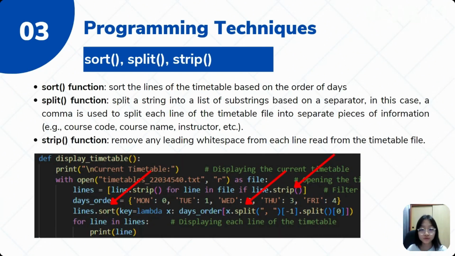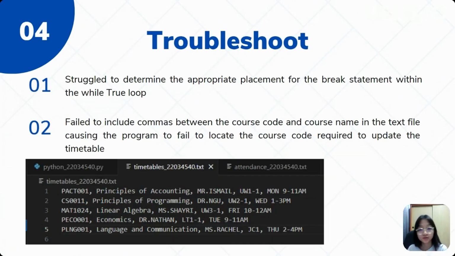Besides, I've also used sort function to sort the lines of the timetable based on the order of days from Monday to Friday, and the split function to split a string into a list of substring based on the separator. And in this case, the comma is used to split each line of the timetables file into separate pieces of information. And the strip function is used to remove any leading white space from each line read from the timetable file. So now we have the troubleshooting part.